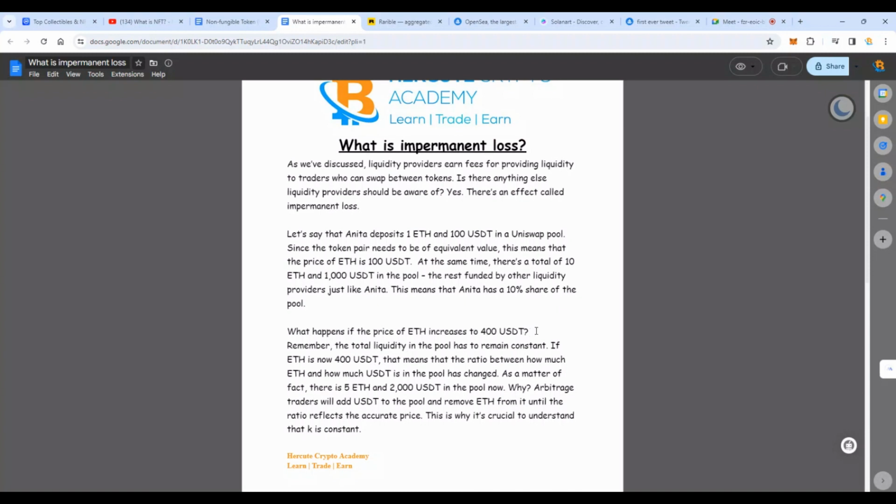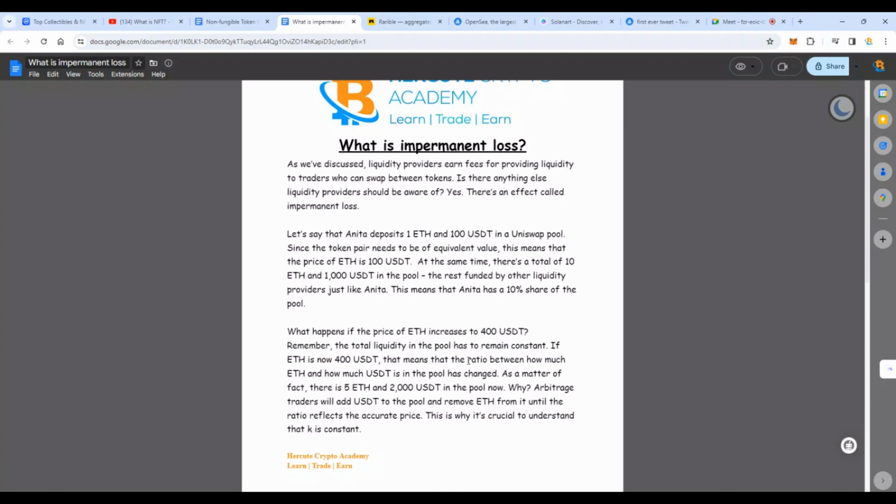So let's say, for example, the price of one Ethereum increases to 400 USDT. Now, remember, the total liquidity in the pool has to remain constant. So ETH is now 400 USDT. That means the ratio between how much ETH and how much USDT in the pool has changed. By ratio, I mean when we had 1,000 USDT, we had 10 Ethereums. But now the value of one Ethereum has gone up to $400.